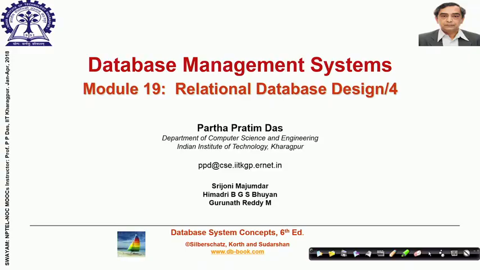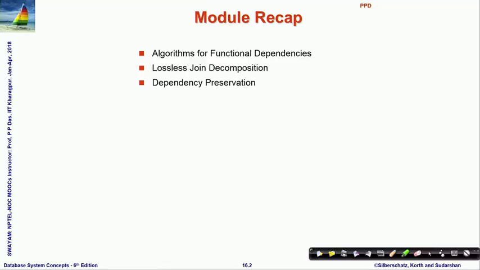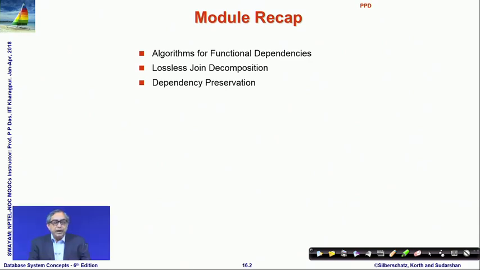Welcome to module 19 of database management systems. We have been discussing relational database design, and this is the fourth module in that series. In the last module, we discussed algorithms for functional dependencies, lossless join decomposition and dependency preservation.